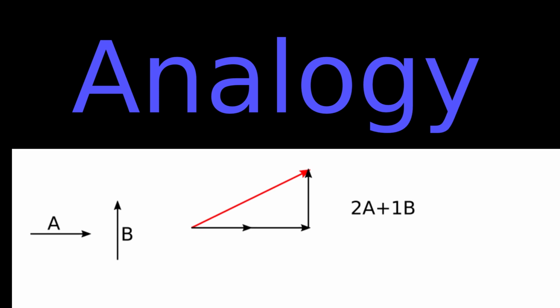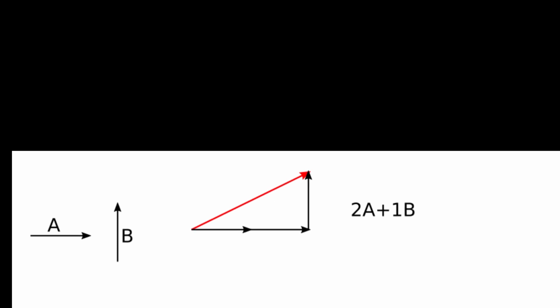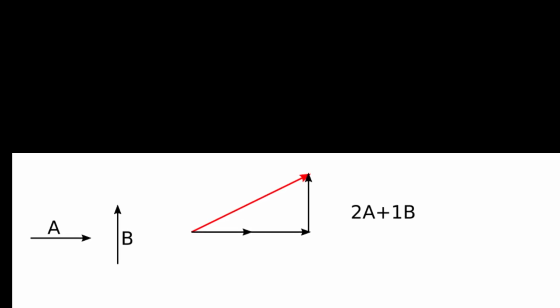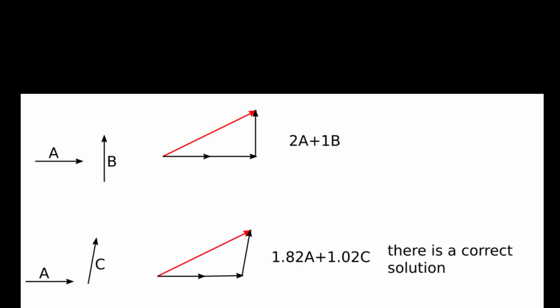As an analogy, imagine you are trying to describe this red vector using unit vectors a and b, which are 1 unit long and orthogonal. Orthogonal vectors are perpendicular. You can easily see that this red vector is 2 units of a plus 1 unit of b. If you rotate b by 10 degrees to create unit vector c, you can now correctly say the red vector is 1.82 units of a and 1.02 units of c.